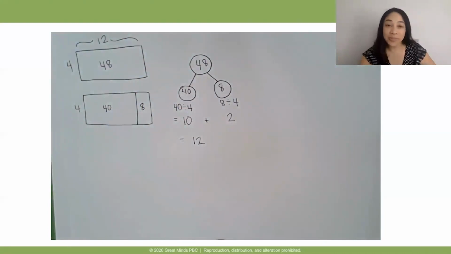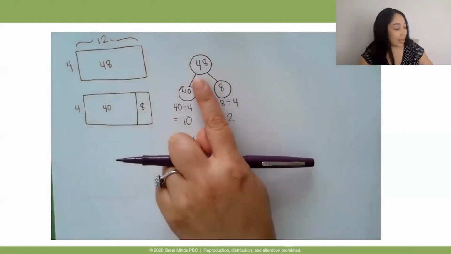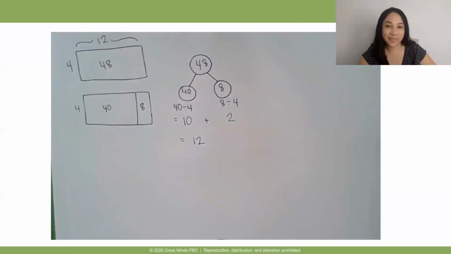Next, I'd like you to pause the video here to explain what connection you can make with the number bond and the area model. What connections did you make?